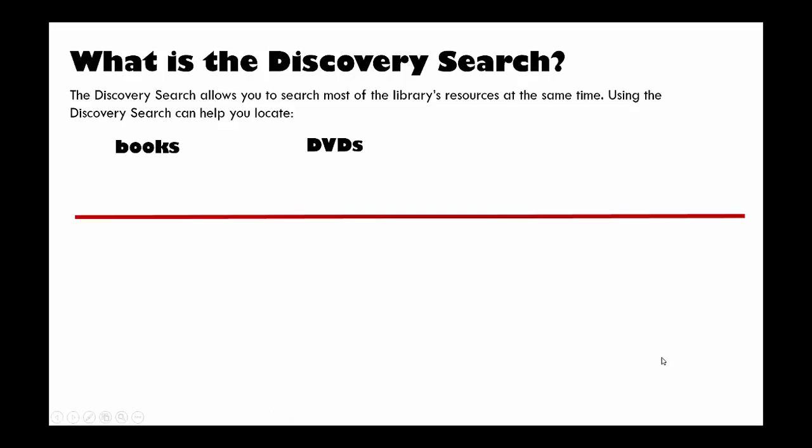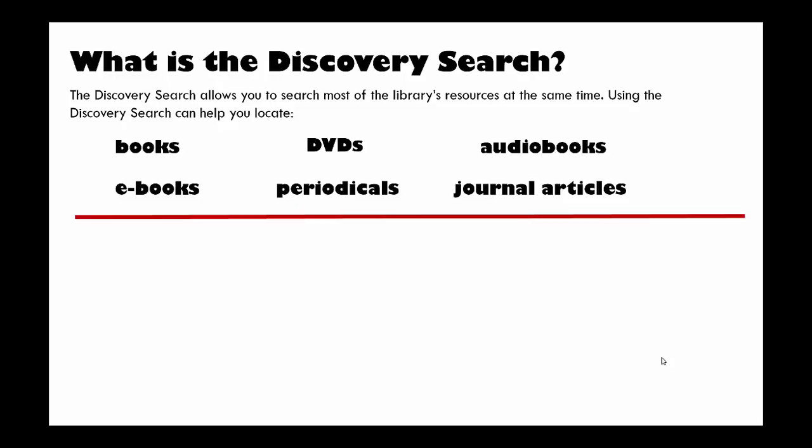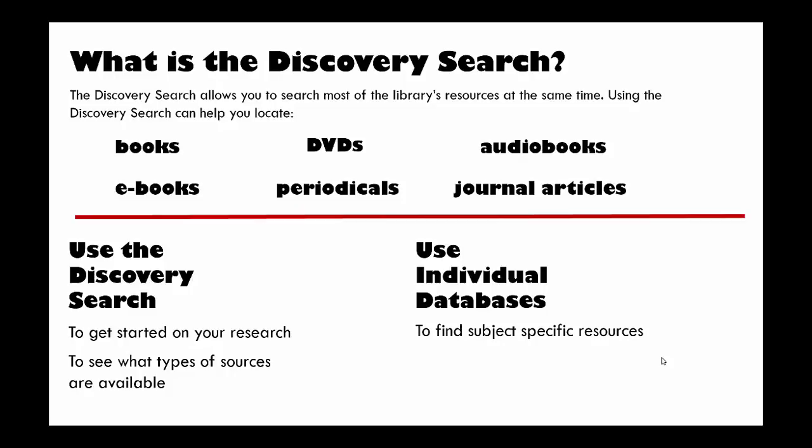Using the library's Discovery Search allows you to search for most of the library's resources all at the same time. The Discovery tool searches for physical items on the shelves in the library and items available online, such as ebooks or articles from almost all of the library's databases. The Discovery tool is most helpful when you are just starting your research and you want to see what types of resources are available. For very specific research questions, you may find it more helpful to search individual databases.